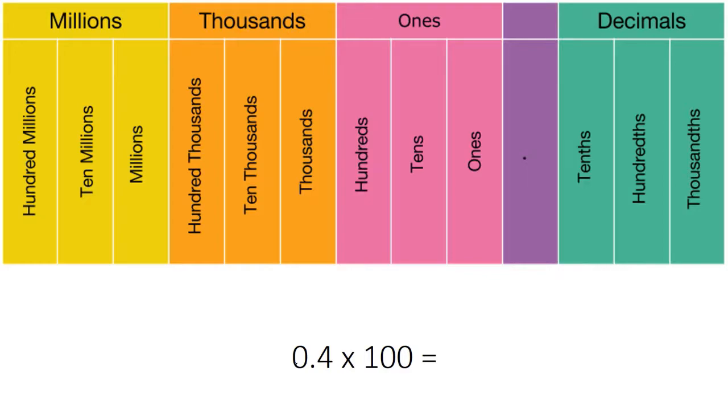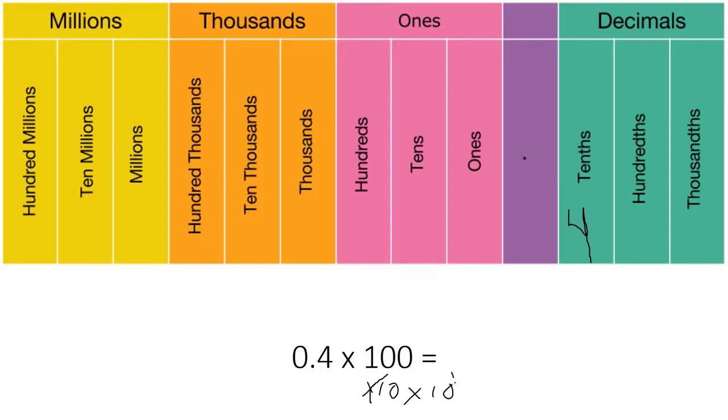Here I have 4 tenths again, but this time I'm going to multiply it by 100. So I know that 100 is the same as 10 times 10. So we can use that.